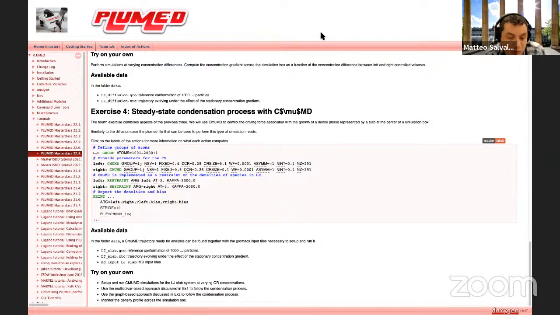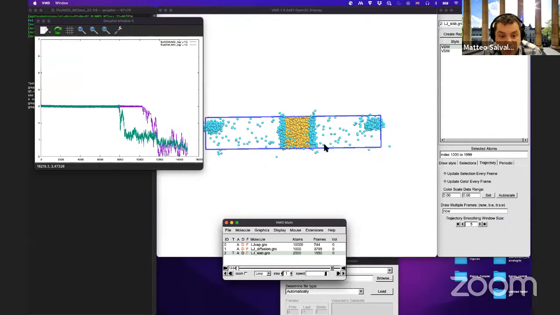conditions. And one could also play around with the conditions in the controlled regions and the densities that drive this adsorption process, to study how the adsorption dynamics depends on the concentration in the background homogeneous phase. Okay, so these are the four exercises.